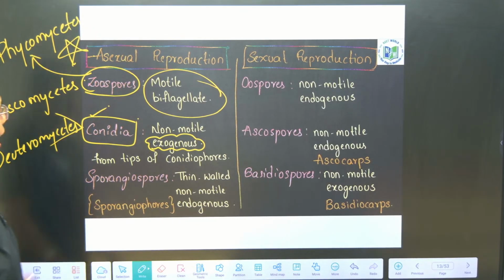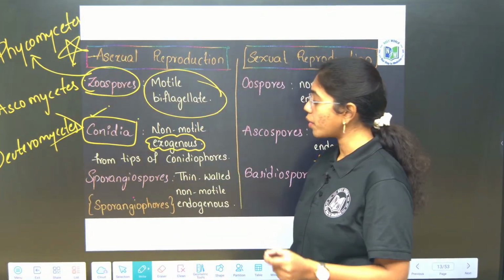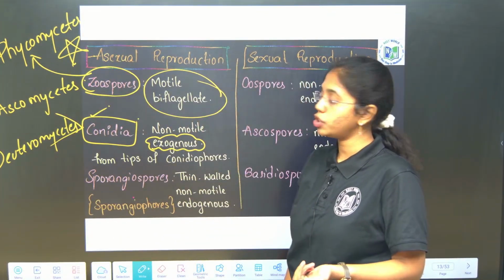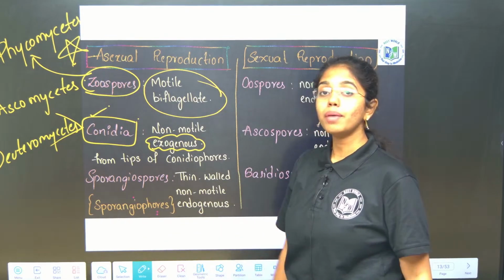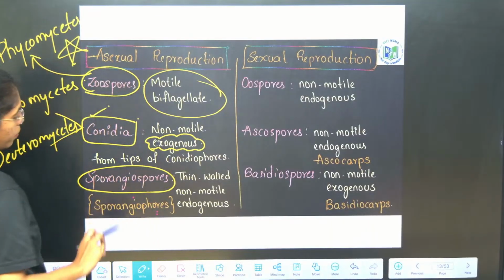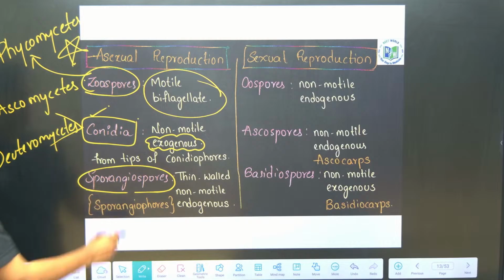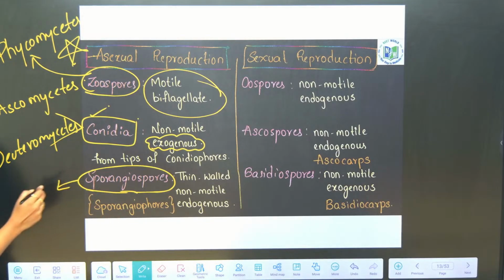Next is sporangiospores. Sporangiospores are again thin-walled, non-motile, endogenously released spores. They are produced from sporangiophores, the bodies from which sporangiospores are released out. These sporangiospores you can see in Ascomycetes again.